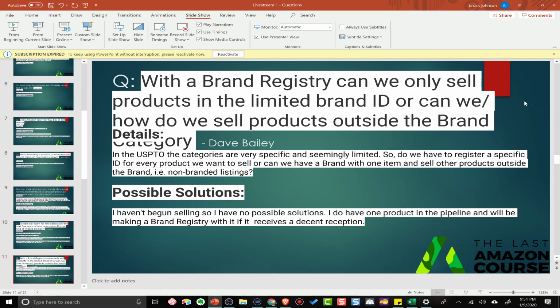This one is more technical. With the brand registry, can we only sell products in the limited brand ID, or how do we sell products outside the brand? In the USPTO, categories are very specific and seem limited. Do we have to register a specific ID for each product we want to sell, or can we have a brand with one item? Okay, yeah. So he doesn't know. Okay, let me answer this.